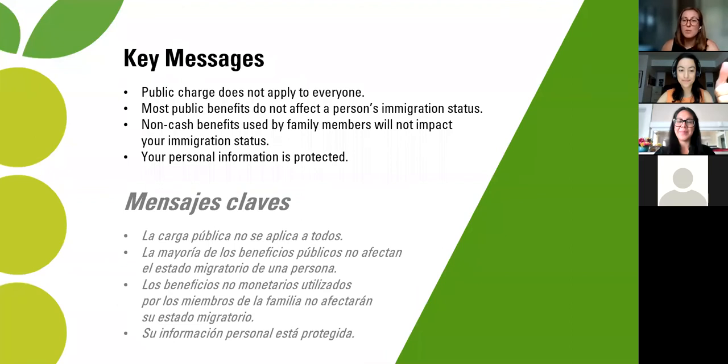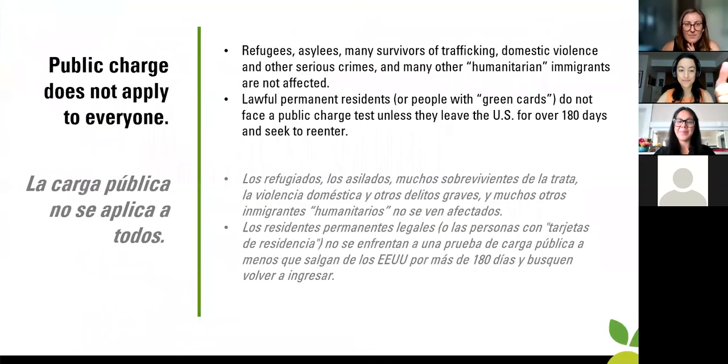And now I'm going to talk more about the key messages that we can all learn and share. I will be analyzing each one of them in more detail. First of all, public charge does not apply to everyone. As we've been talking about, refugees, asylees, many survivors of trafficking, domestic violence, and other serious crimes, and many other humanitarian immigrants are not affected. Also, lawful permanent residents, or people with green cards, do not face a public charge test unless they leave the US for more than 180 days and seek to re-enter. And also, there's no test for public charge when one applies for citizenship.